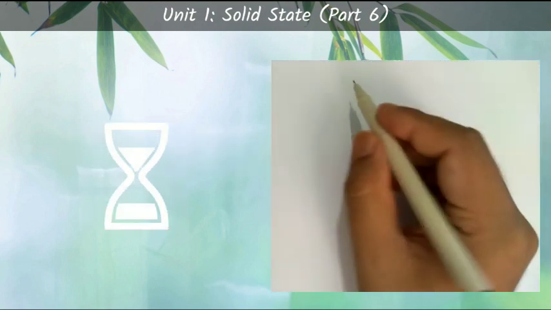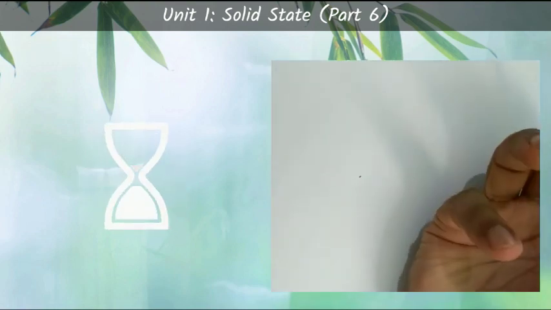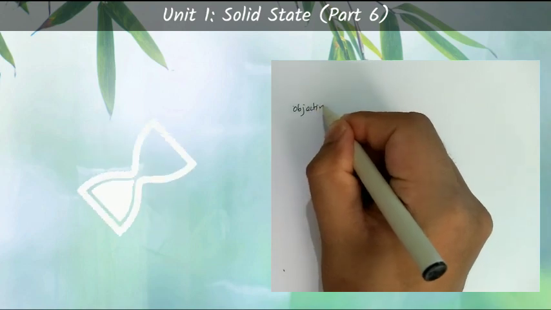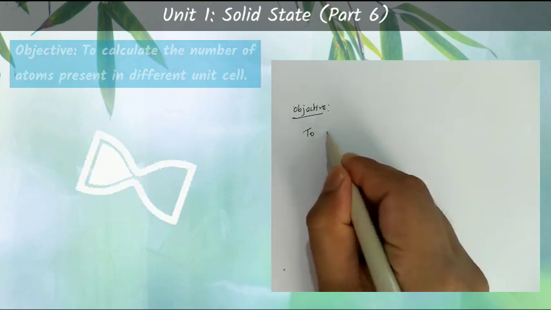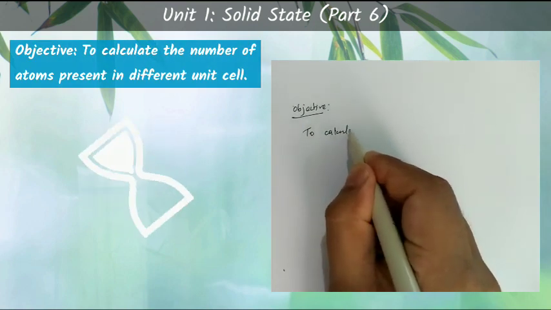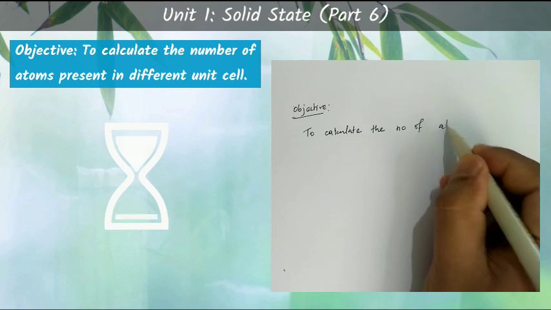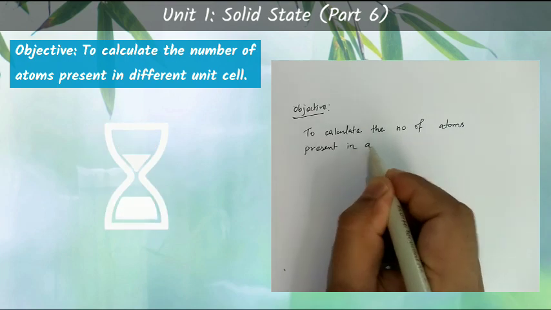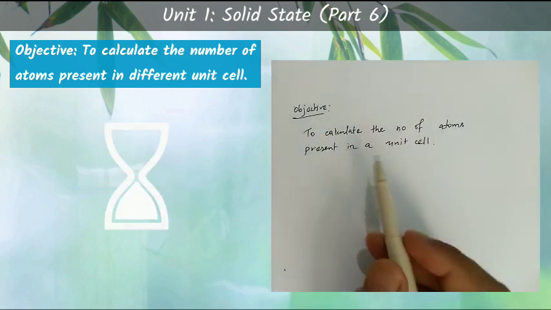In this video we're going to discuss the different unit cells and try to calculate the number of atoms present in those unit cells. So the objective of this class is that we have to calculate the number of atoms present in a unit cell. Now, we have many different types of unit cells.